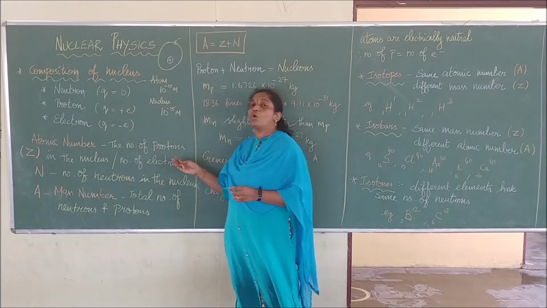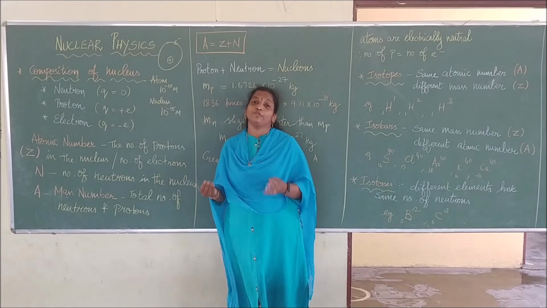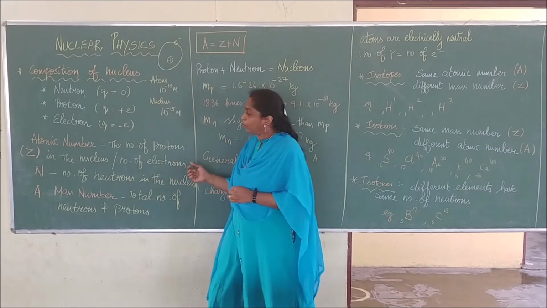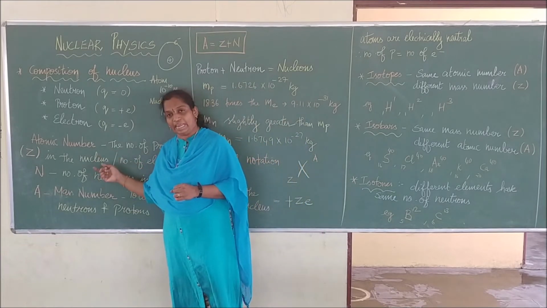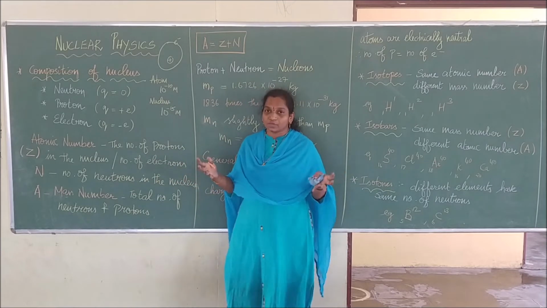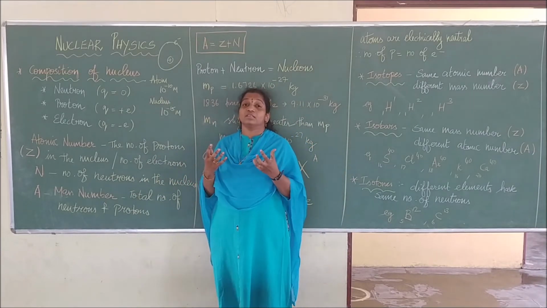Right. Then next, the neutron number. What does the neutron number stand for? The number of neutrons present in a nucleus is called the neutron number, and it will be represented by a symbol called N. Right? The next is the mass number. Mass means the mass of an atom.